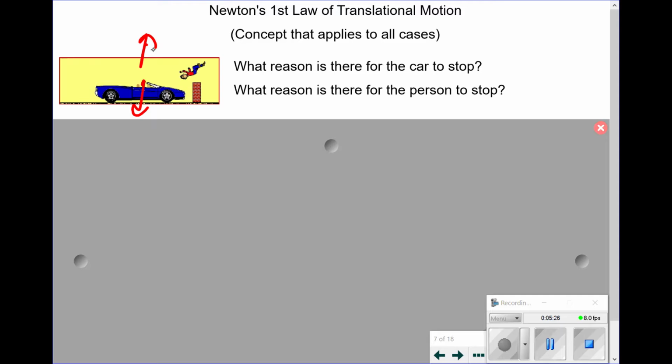When the car stops moving, for whatever reason, the person has no reason to stop. And since they have no reason to stop, they're not going to stop. And so they keep moving forward. Now, once they leave the car, they do have an acceleration of gravity pulling downward because this force is now gone. And so they will accelerate and travel as a projectile because there is a reason for their motion to change. There's an external force that's unbalanced on that individual.